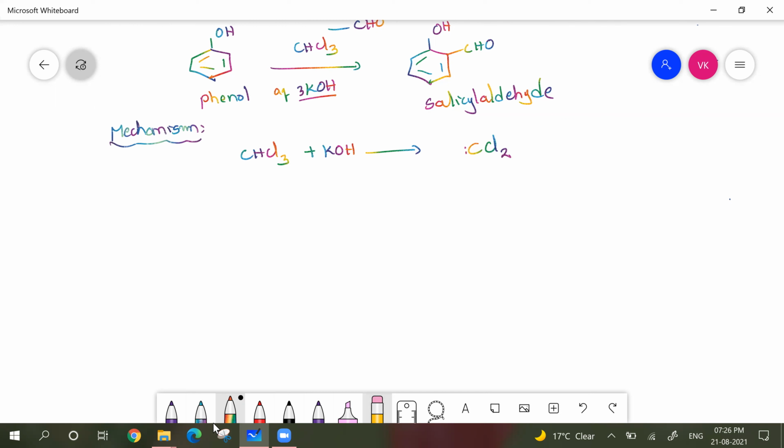So this CCl2 will react with the phenoxide ion. How it happens, you can see here. OH minus will take up H plus, so it will remain as a negative ion. Next, Cl minus will be removed and it will be converted into CCl2. So this is the first step, students, of how we get CCl2.